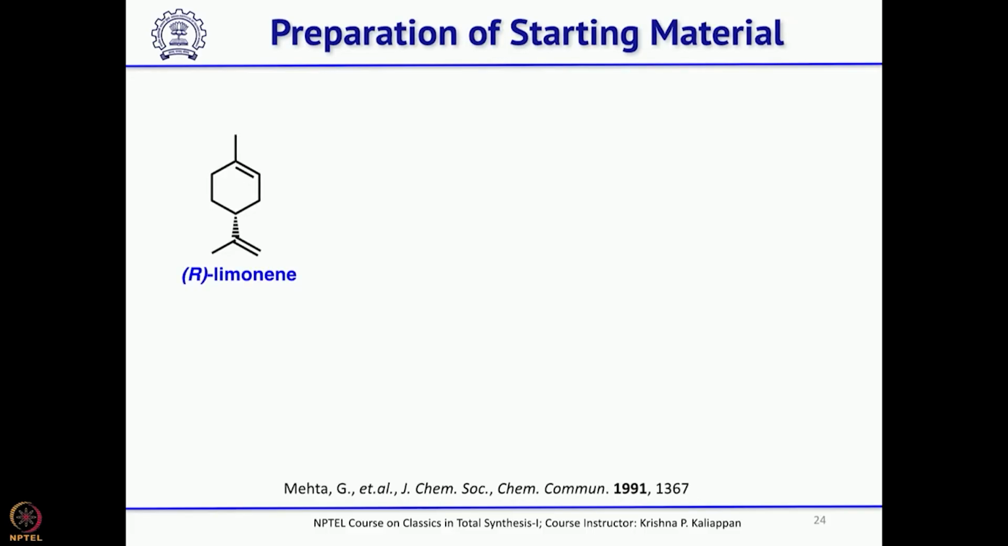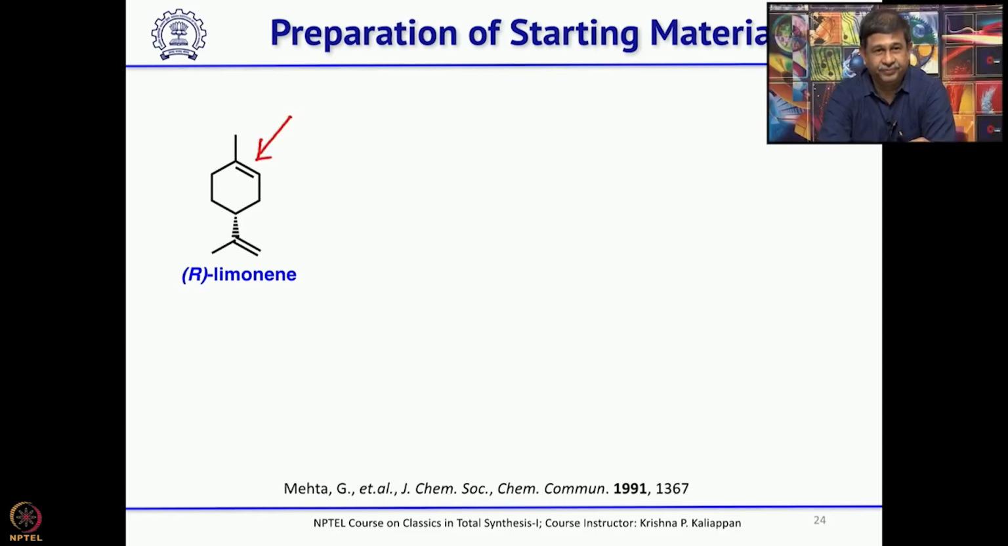Okay. So, that is the key step, and let us see how he prepared the starting material. He started with limonene and selective dihydroxylation of this tri-substituted double bond. Okay. So, you have 2 double bonds, one tri-substituted, the other one 1,1 disubstituted.